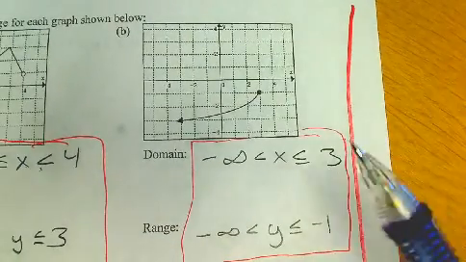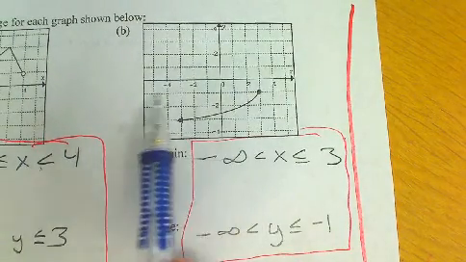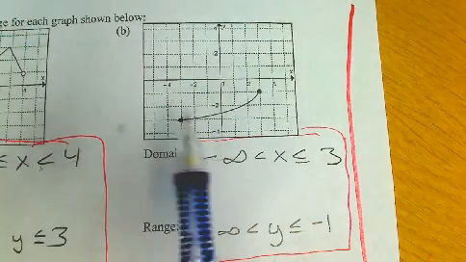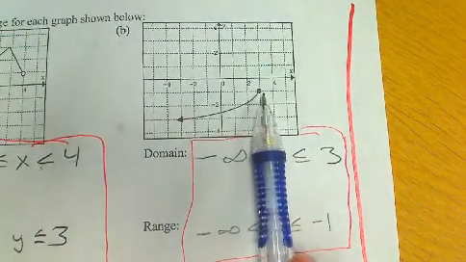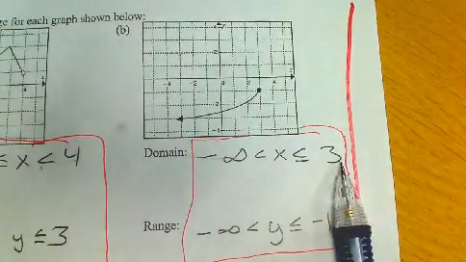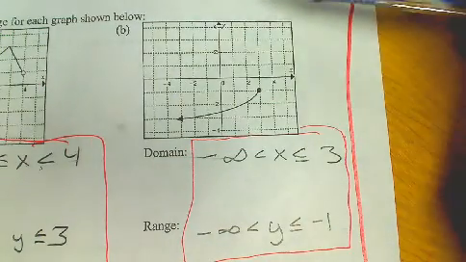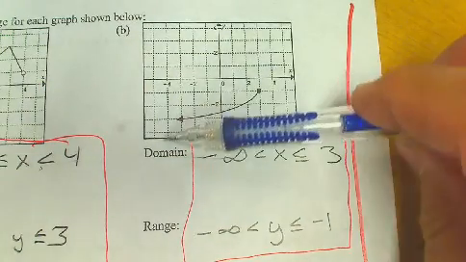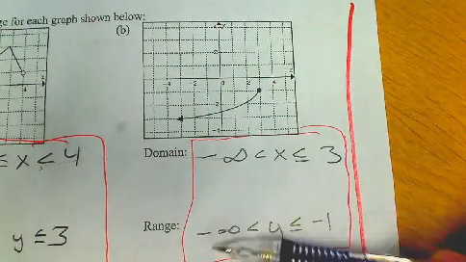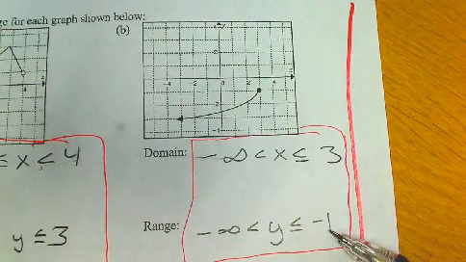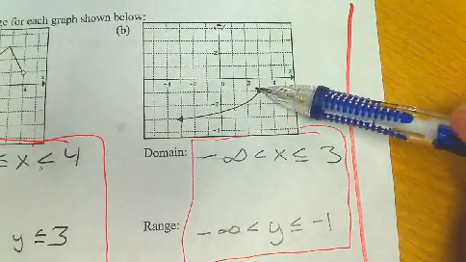On B, my lowest x value is -infinity because of the arrow, it keeps going on, and my highest x value is at 3. My y values. My lowest y value, since there's an arrow going down, it keeps going down, so that's -infinity. And then -1 is my highest y value.